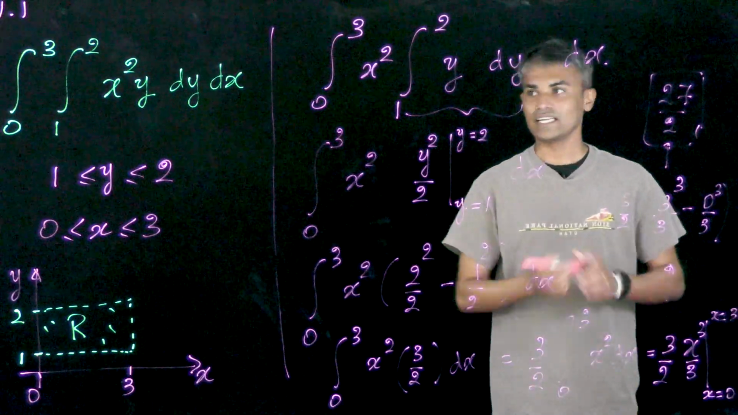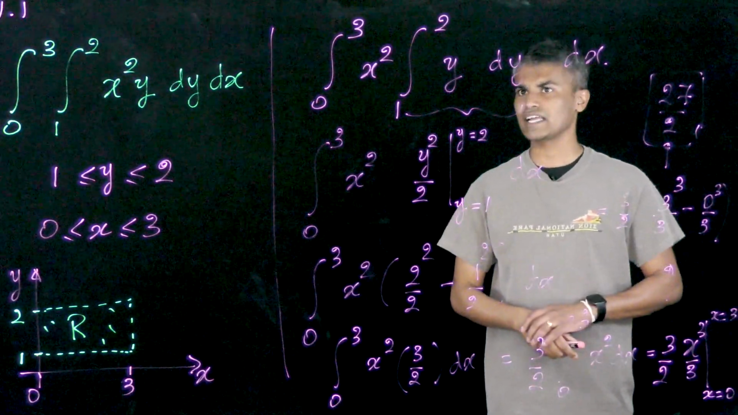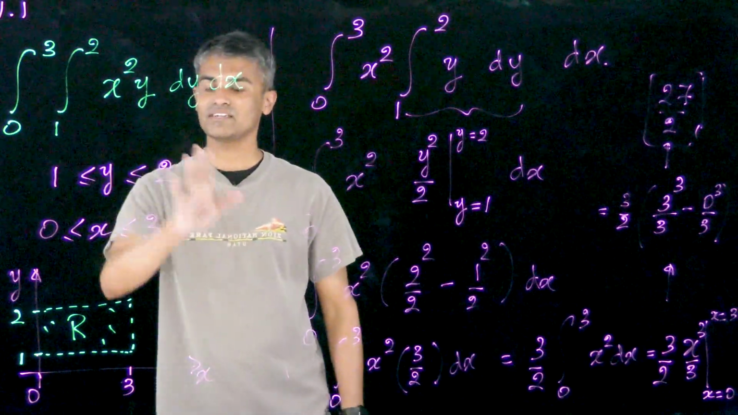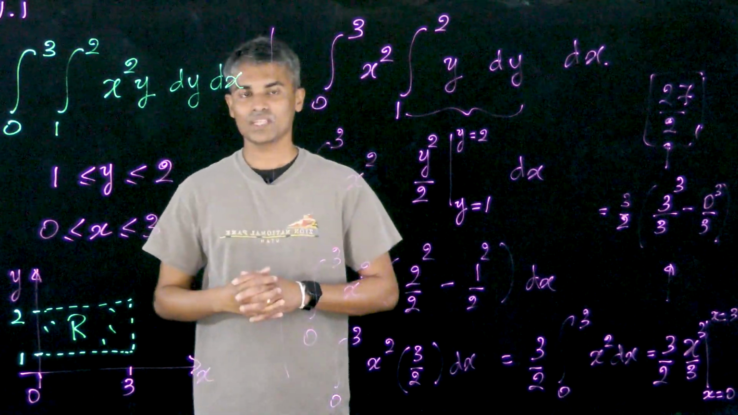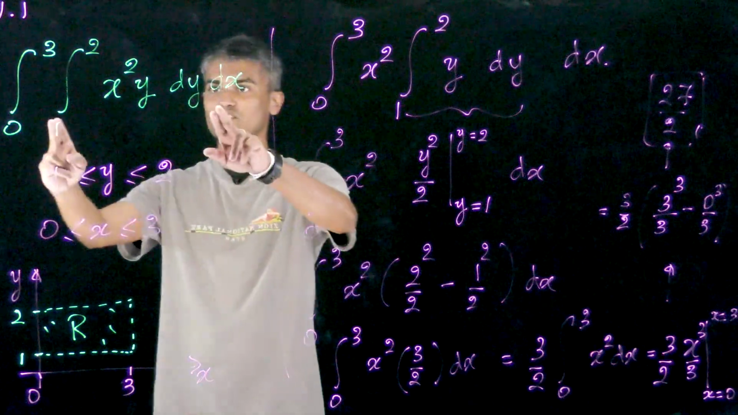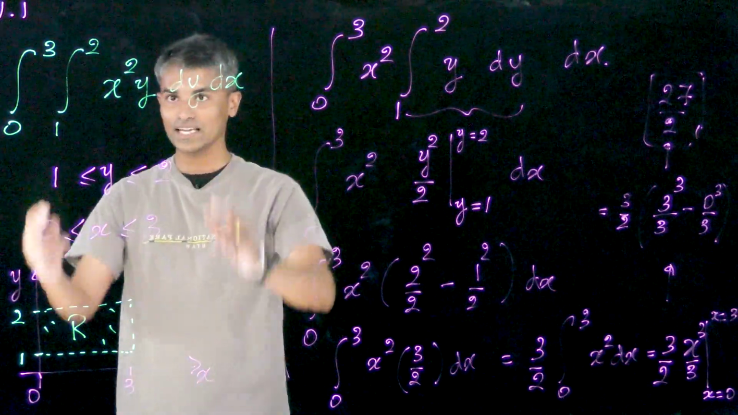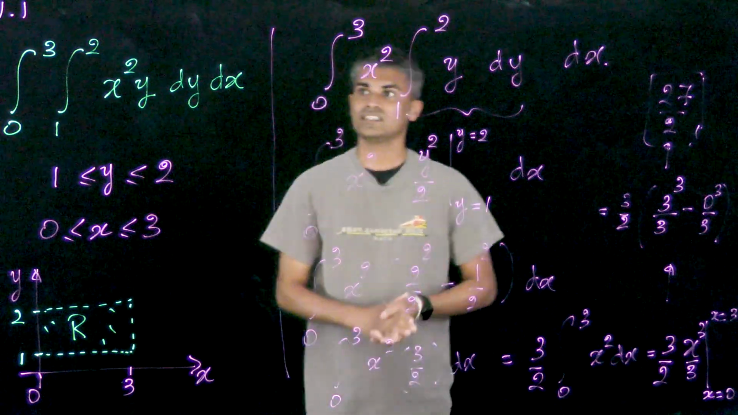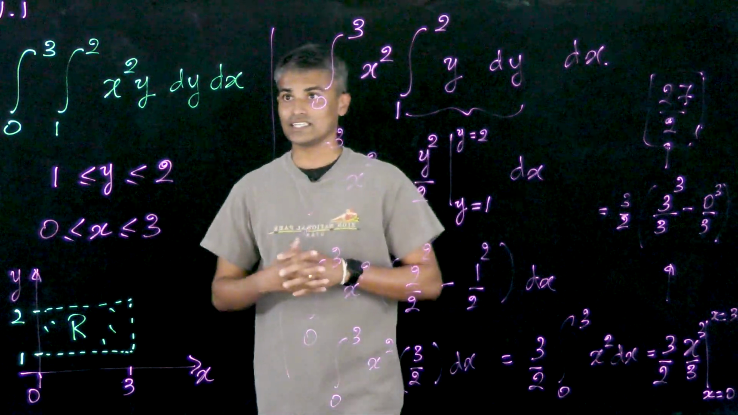Okay, so that's it. Again, what we did was we treat this double integral as two iterative integrals. So first we solve this inner integral and then we solve the outer integral. And so this is the way we solve a definite integral in a rectangular domain.